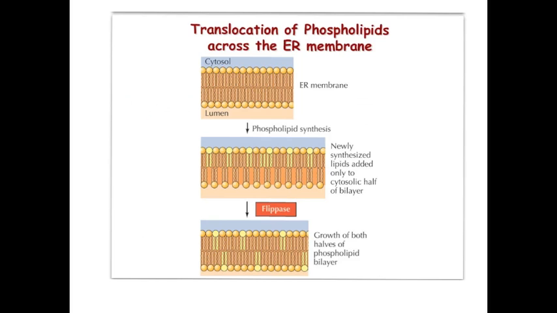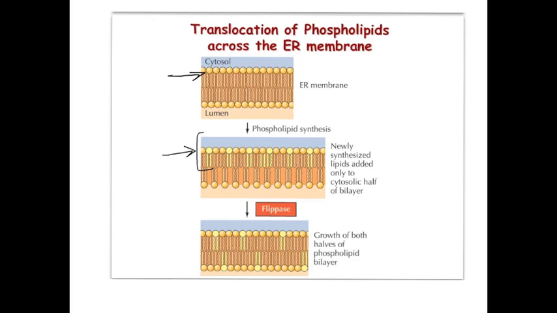Okay, so all the phospholipids that we have been talking about have been generated only in one of the two sides of the lipid bilayer. That is, they were generated in the side of the ER membrane that faces the cytosol. And over time, the synthesis of new phospholipids is going to generate the situation that is represented here, in which the only growth that you have is in one of the two sides of the lipid bilayer.